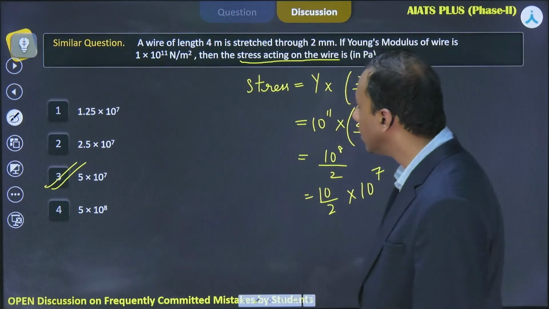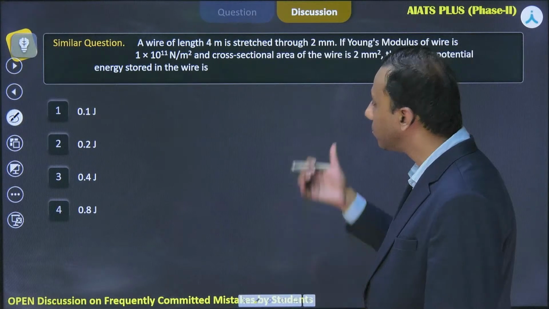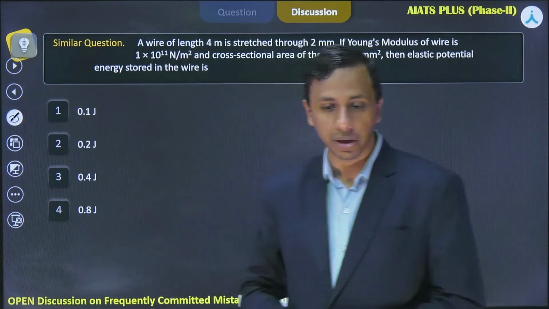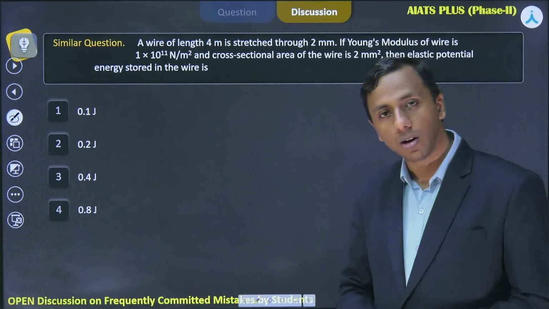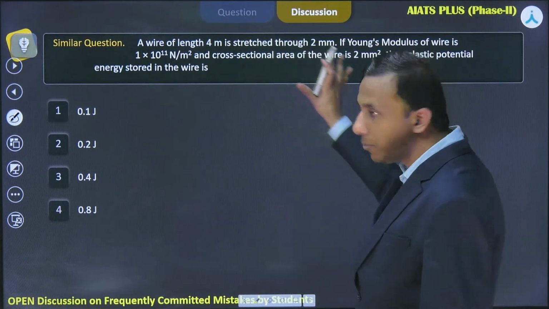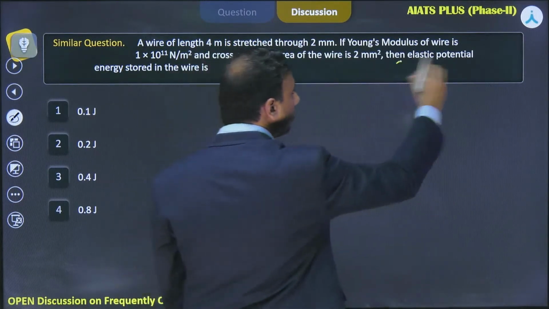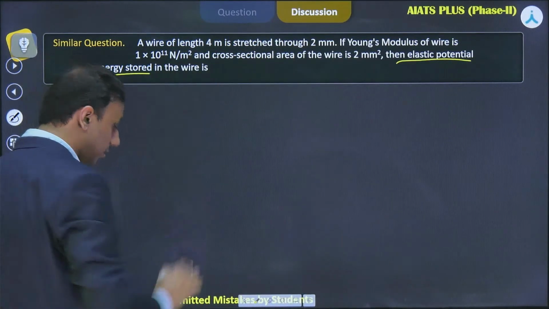Very well. Read this question as well. If you want, you can take it as homework. The same question, the same values, but what are you supposed to find? You are supposed to find the elastic potential energy stored in the wire.